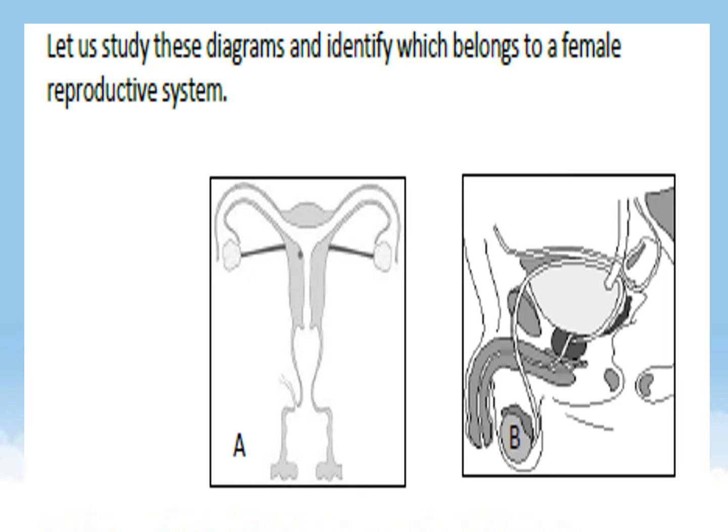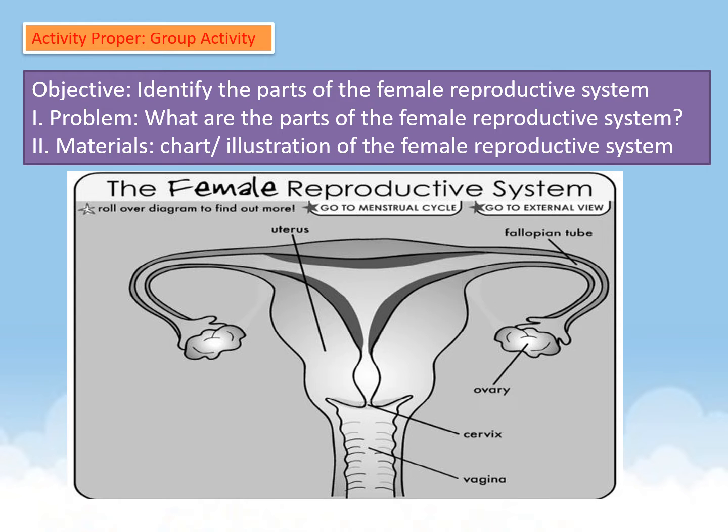Yan. Let us study this diagram and identify which belong to a female reproductive system. So, tingnan ninyo mga bata kung alin dyan ang belong sa female reproductive system. Tama. Ang letter A ang belong sa female reproductive system. Okay?